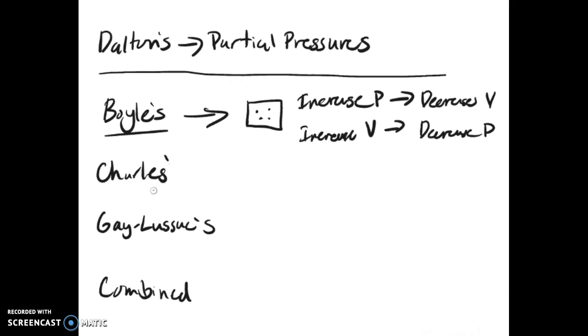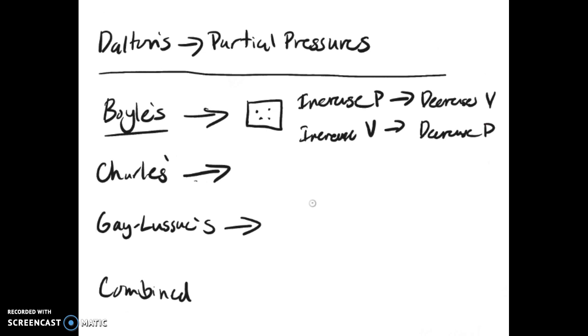Charles's law states that the volume of a fixed amount of gas at a constant pressure varies directly with the Kelvin temperature. What that means is if you have a sample of gas, as the volume increases, the temperature increases. As the volume decreases, the temperature decreases. Because they have to vary directly. They're not inverse ratios where the less the volume, the greater the temperature.